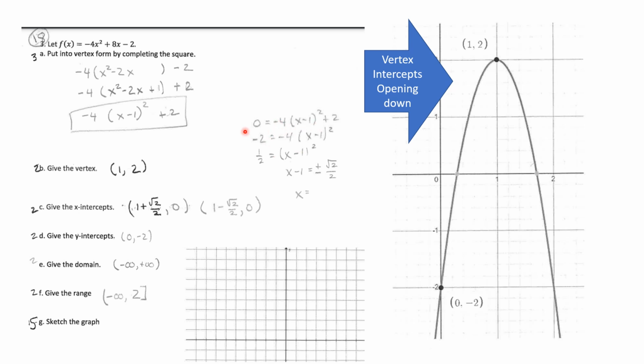We can also solve this for the x-intercepts. You set y to be 0, and you get x is equal to 1 plus or minus square root of 2 over 2. So the vertex was (1, 2). The x-intercepts, the y was 0, and I got 1 plus or minus square root of 2 over 2. The y-intercept was when you put 0 into the function for x, you get minus 2. The domain was minus infinity to infinity. The range goes from minus infinity up to 2 with a bracket. And the sketch of the graph is here. You should have shown the vertex, both intercepts, that it's opening down, and so on and so forth. And that would give you a total of 18 points this way, 2, 2, 2, 2, and 5, and then 3 for up here.